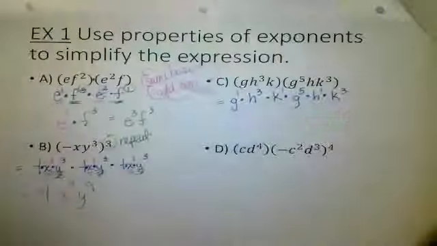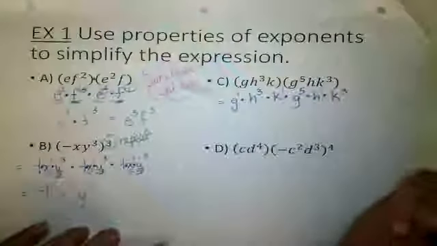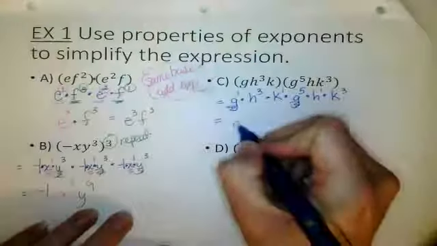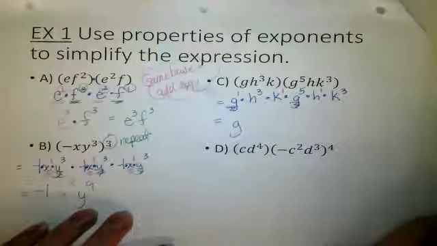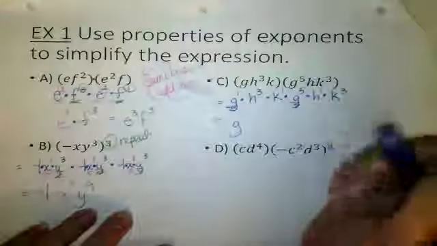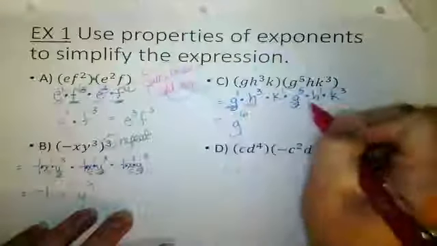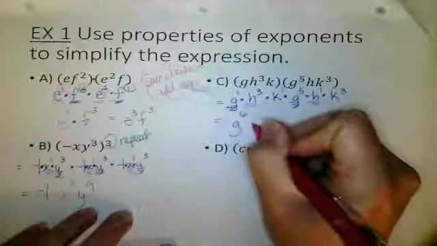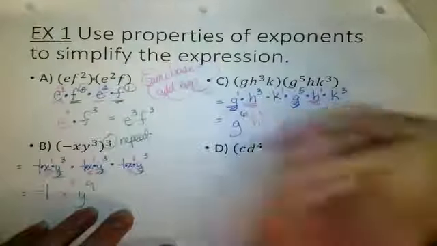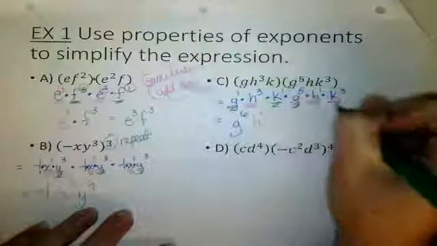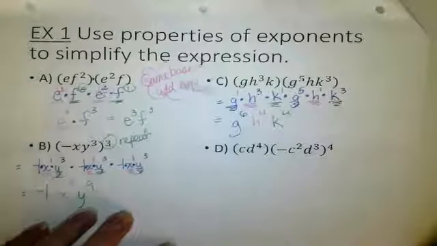All right, so now I can look and say, hey, which things have the same base? I got a couple of g's. They have the same base. What do we do to their exponents? Add them, and what do you get? G to the 6th. Okay. H cubed times h to the first gives you h to the fourth. And k to the first times k cubed gives you k to the fourth. Good. Same base, add your exponents.